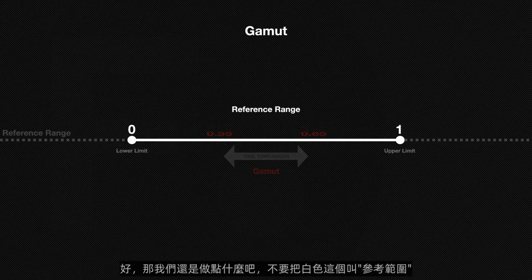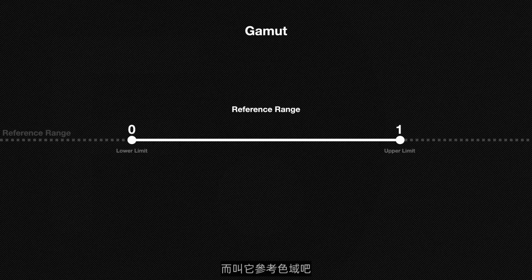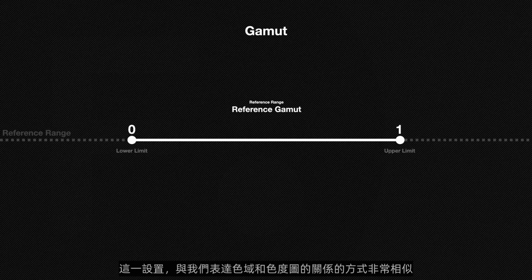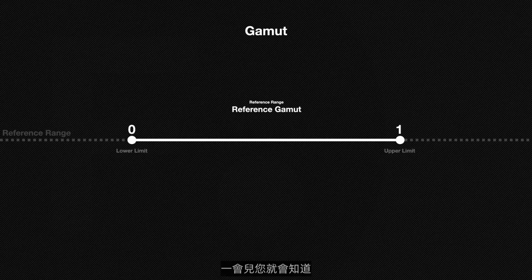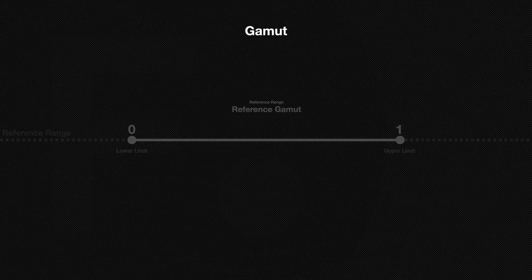So let's do something. Instead of calling the white one reference range, we can call it reference gamut. This setup is very similar to the way we express color gamuts in relation to the chromaticity diagram. You'll see this in a moment. But right now, we are using only one dimension, and our diagram for chromaticity is two-dimensional. So, let's have a look at 2D gamuts.